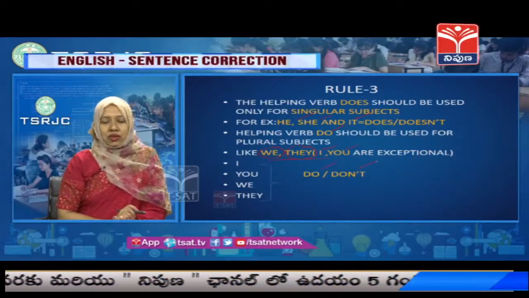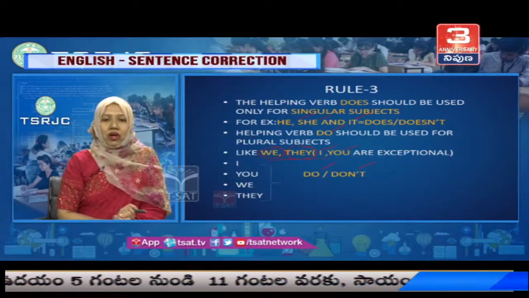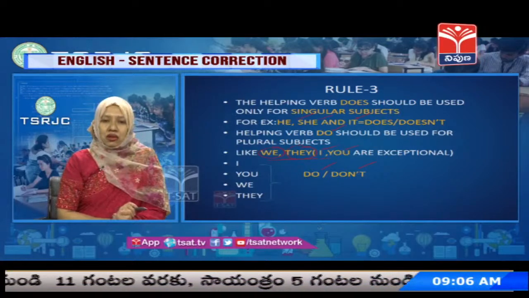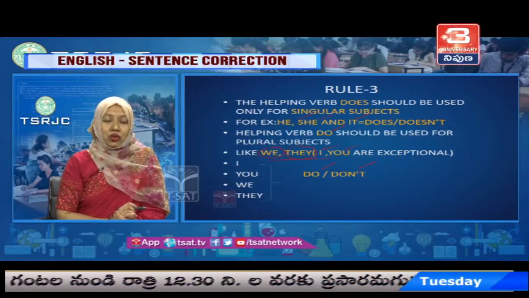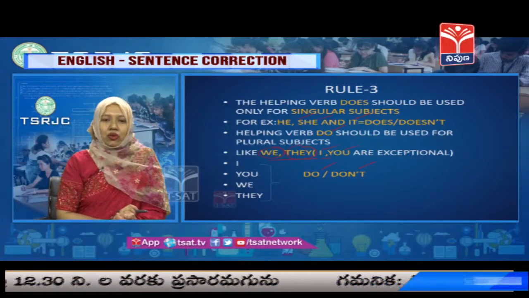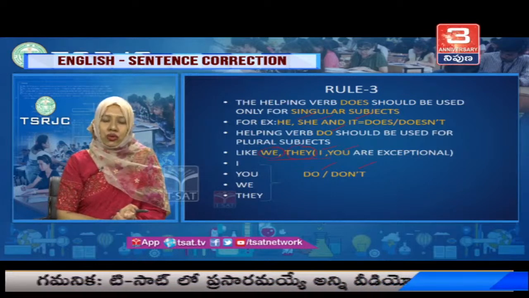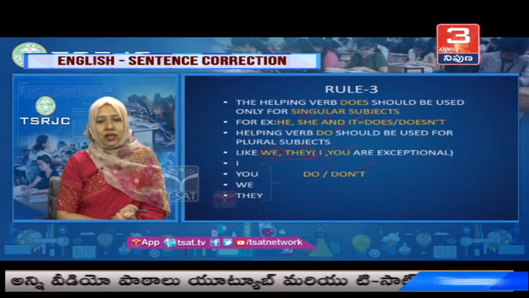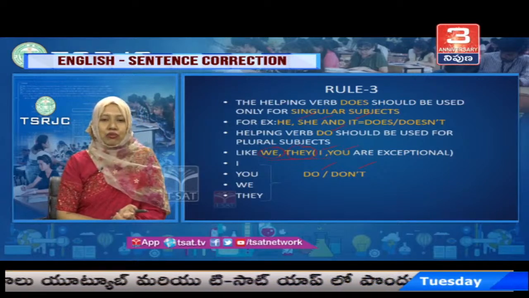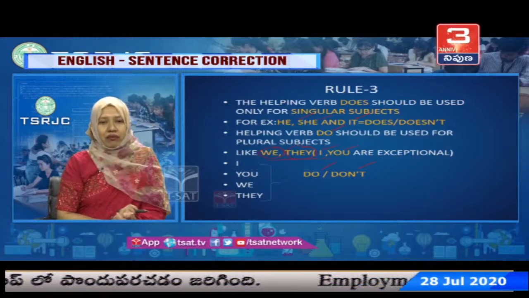I don't like to do this. I don't like to watch this movie. You don't sing a song. You don't speak with her. You don't fight with her. We don't like going out. We don't talk to each other. They do enjoy each other's company. So these are the examples which we can use along with I, you, we and they.